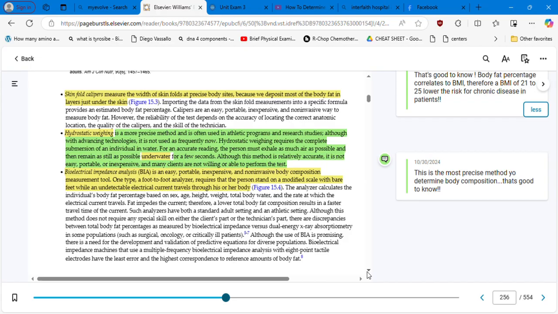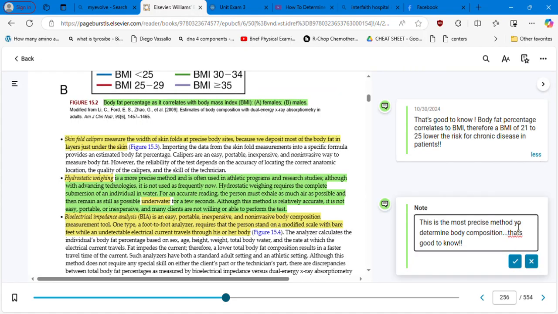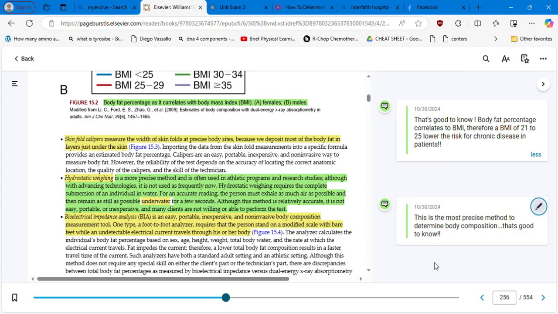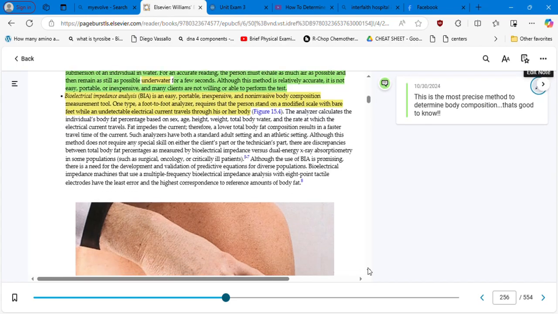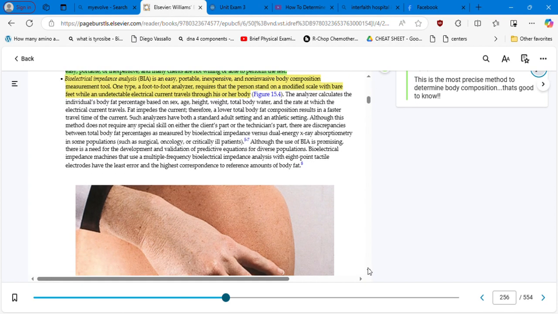So this is the most precise method to determine body composition, and that's good to know. Okay, the most reliable method: the hydrostatic weighing, or the underwater weighing, right? Now we have bioelectrical impedance analysis. The BIA is an easy, portable, inexpensive, and non-invasive body composition measurement tool.